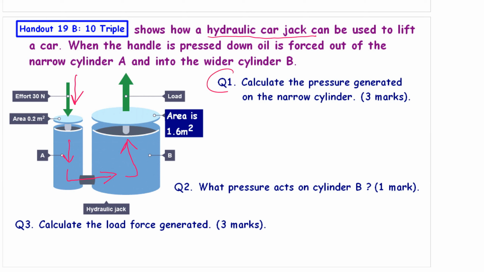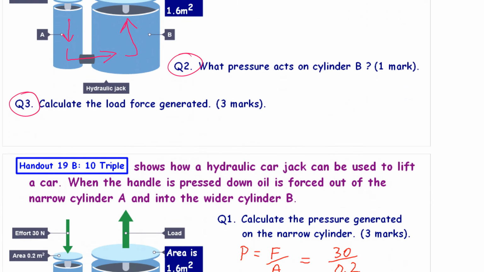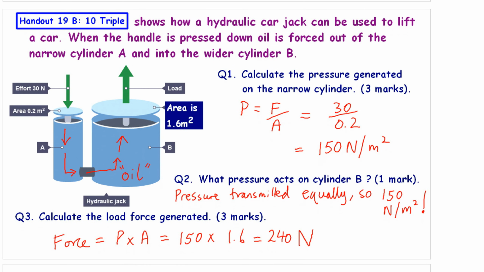Now I'd like you to have a go at these calculations here. The answers are next. Let's just have a look at them. Calculate the pressure. Pressure is force divided by area. That is 30 divided by 0.2, and that gives us a pressure on that narrow cylinder of 150 newtons per meter squared.